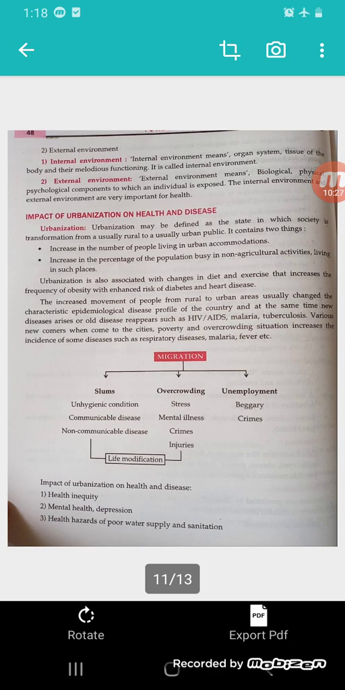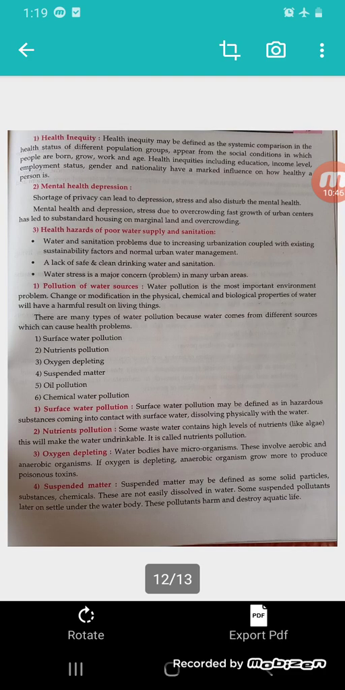Coming to impacts of urbanization on health and disease, it is divided into three types. That is health inequity, mental health and depression, and health hazards of poor water supply and sanitation. Health inequity is the systemic comparison of the health status of different population groups. Health inequities include education, income level, employment status, gender, and nationality, which have a marked influence on how healthy a person is.